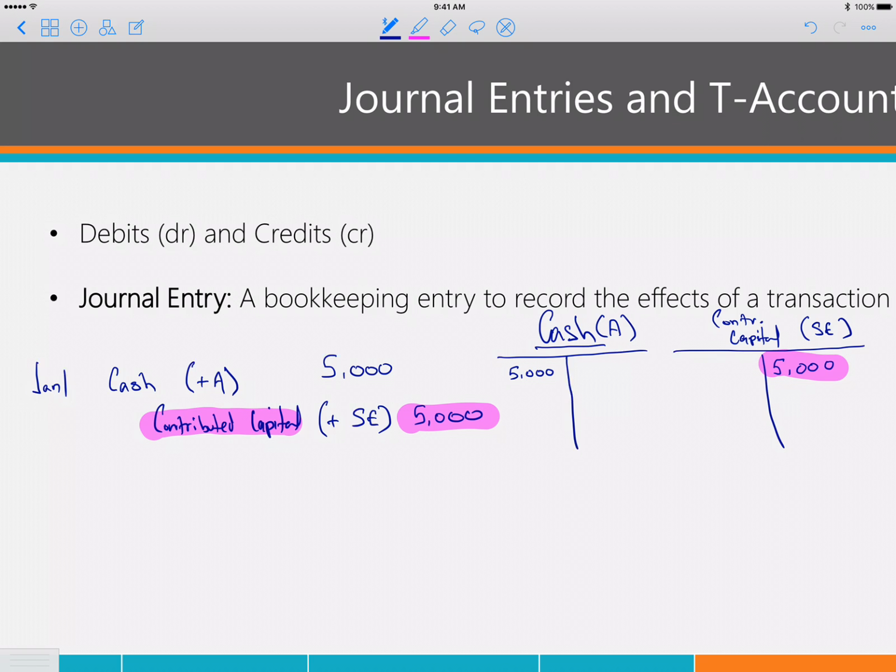Now let's try something with some liabilities, and we're going to play with more than 2 accounts this time. Let's say the next day, January 2nd, the company decides to purchase some inventory. So inventory is an asset, and if inventory is going to increase, we debit it. So debit inventory. Let's create a T account for inventory.